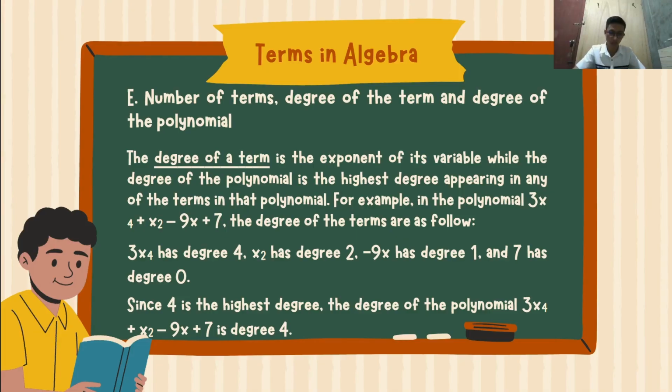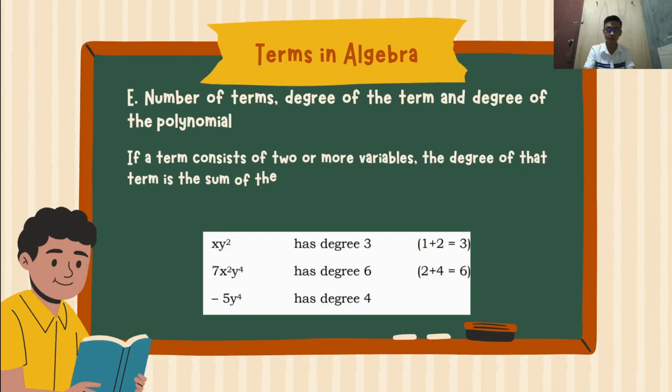x squared has a degree of 2. And negative 9x has an invisible degree of 1. Please do remember that. And 7 has degree 0. There's no exponent. It is a constant. Now, since 4 is the highest degree, the degree of the polynomial 3x raised to 4 plus x squared minus 9x plus 7 is 4. So for the degree of the polynomial, kung ano yung pinakamataas na degree. Yan lamang ang tatandaan.